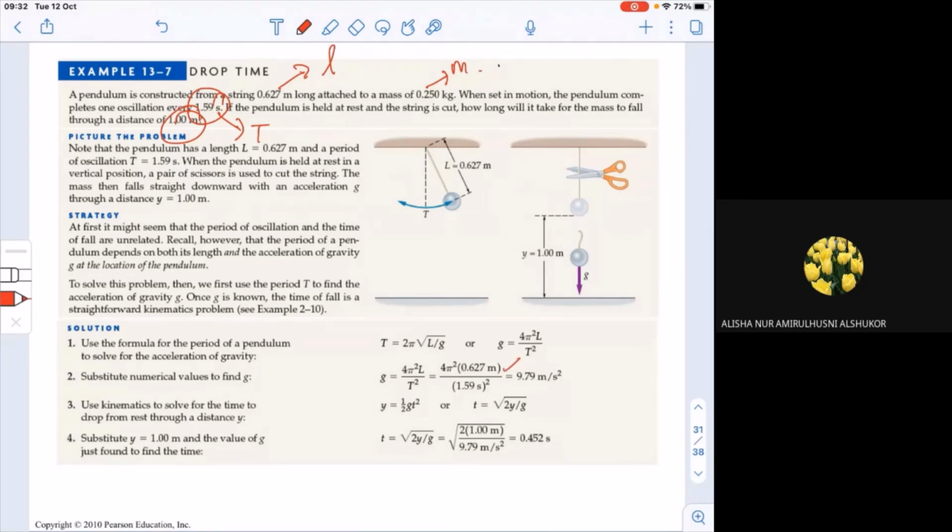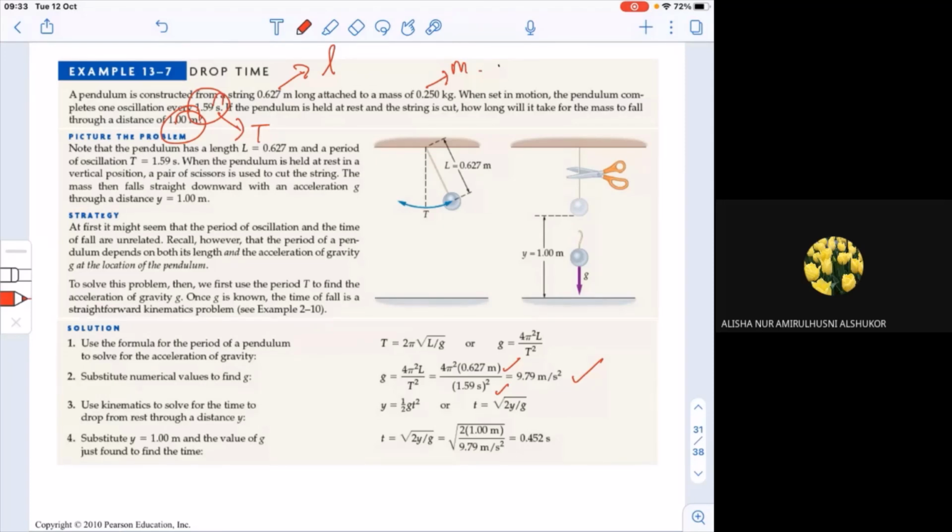And the period will be 1.59 seconds squared. Don't forget to square. And the value of g is 9.79 meters per second squared. So in this case, we cannot use g equals 9.8 straight away. At least we need to do some small side calculation to find what is the g in this example. You need to calculate g on your own.